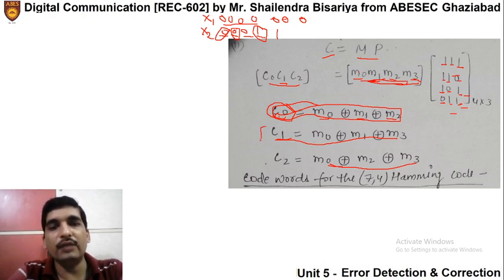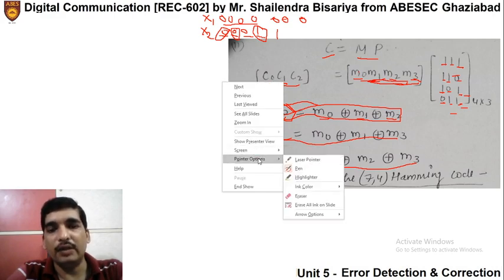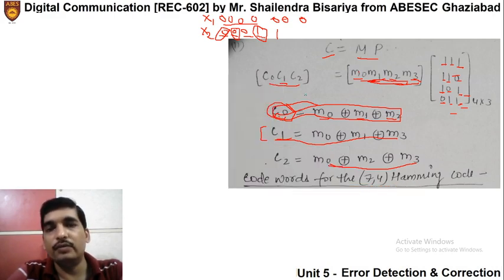Similarly, if we talk about C1, it is M0, M1, M3, right? So what is M0? M0 is 0. What is M1? M1 is again 0, and M3... I made a little mistake in the last, that I XORed M3 instead of M2. So it is actually here 1, and it is XORing M2, and M2 is again 0, so we will get C1 as 0 and C2 as 1.